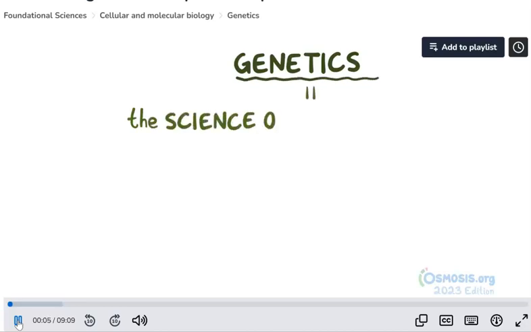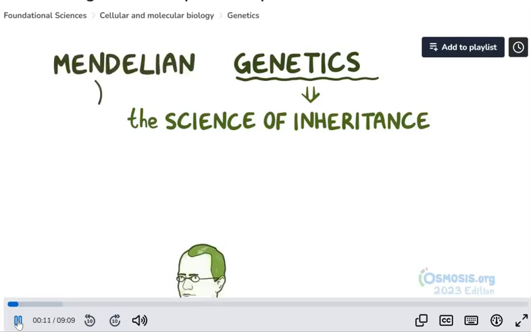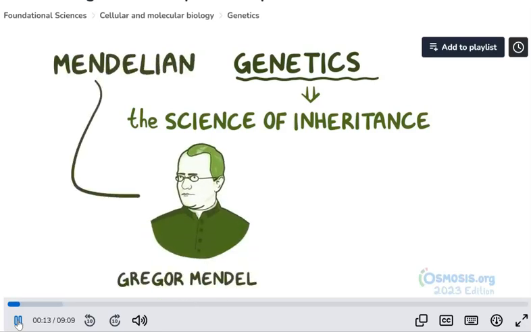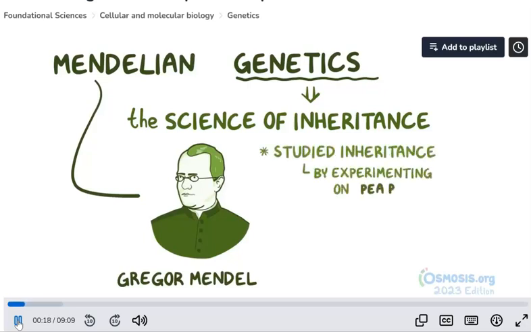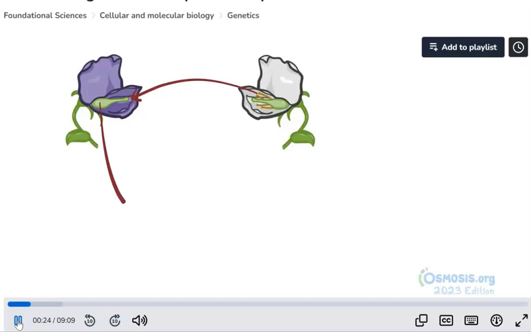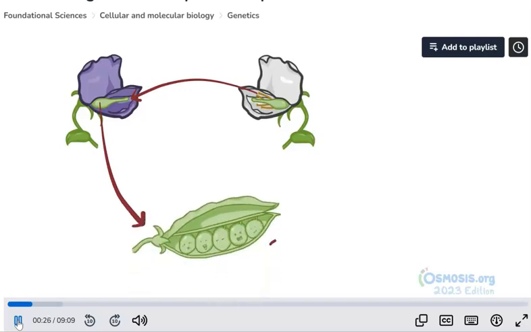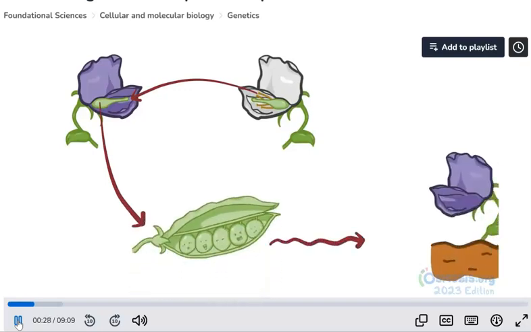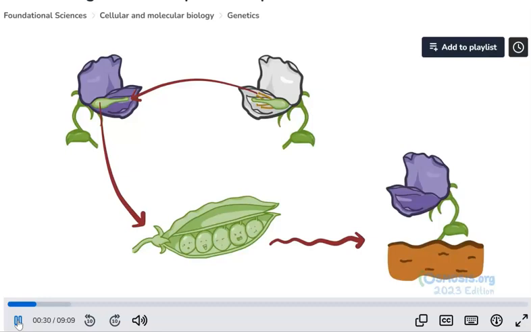Genetics is the science that studies inheritance, or the way parents transmit certain traits to their descendants. And Mendelian genetics refers to Gregor Mendel, an Austrian monk, who studied inheritance by experimenting on pea plants. He cross-pollinated the flowers of different plants together, took the seeds that developed from the pairing, planted those seeds, and took careful notes on the types of peas that resulted in the subsequent generations.